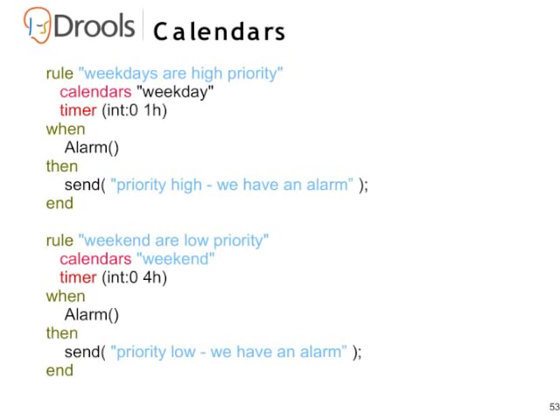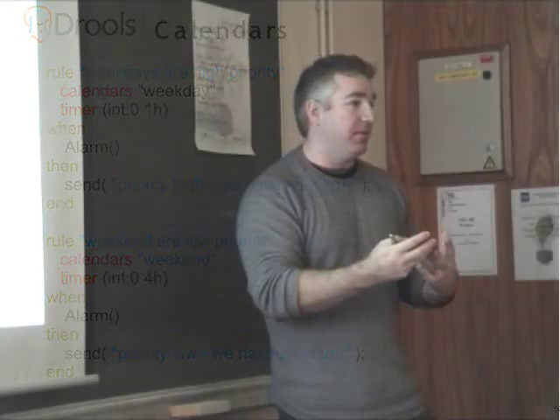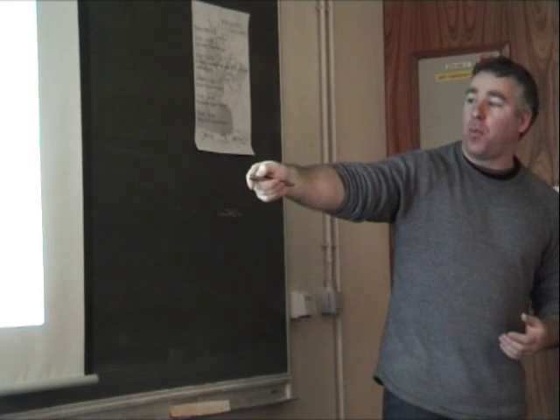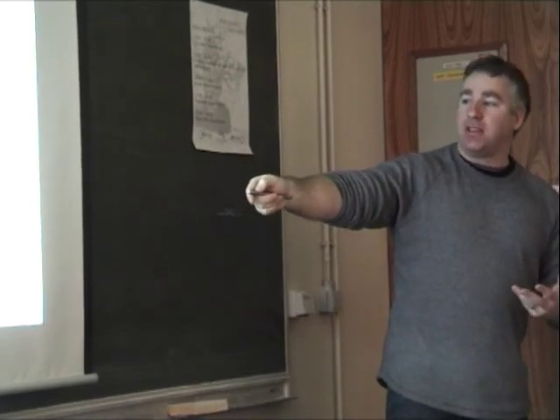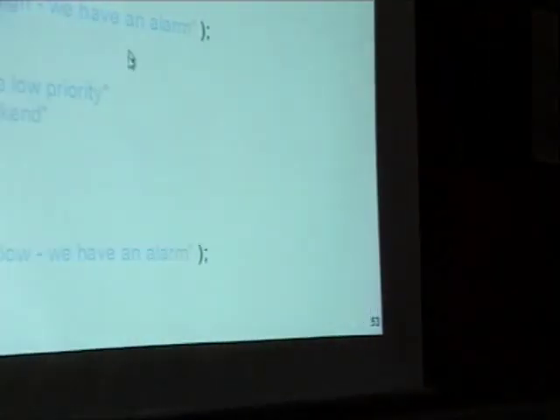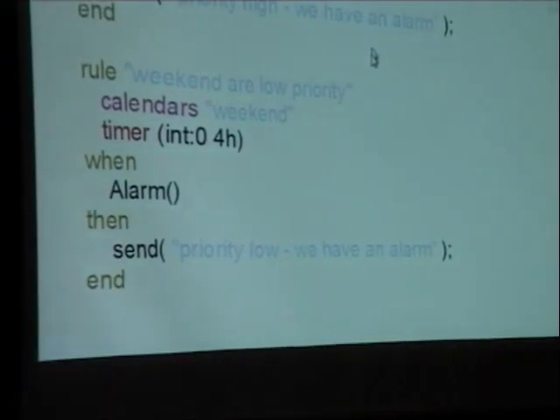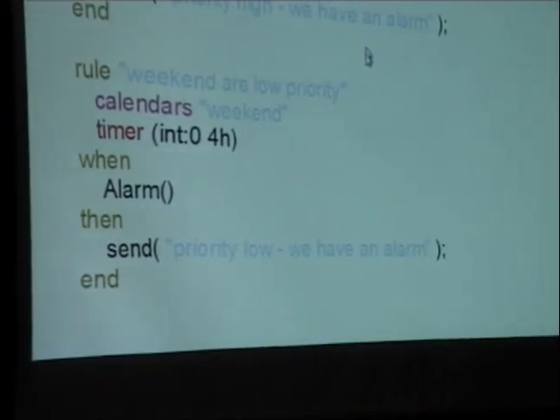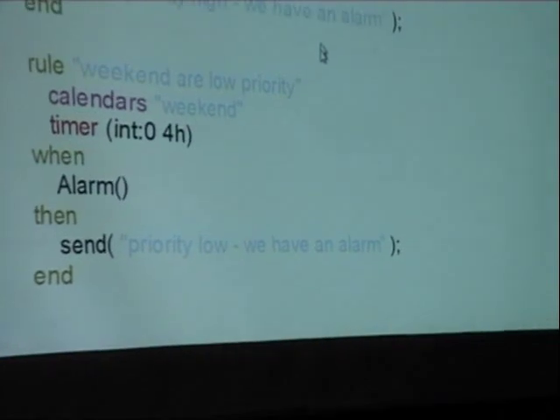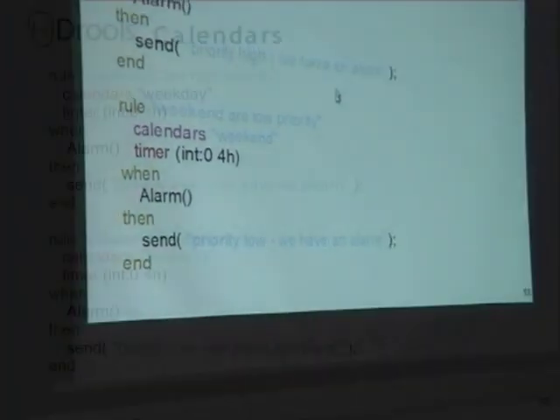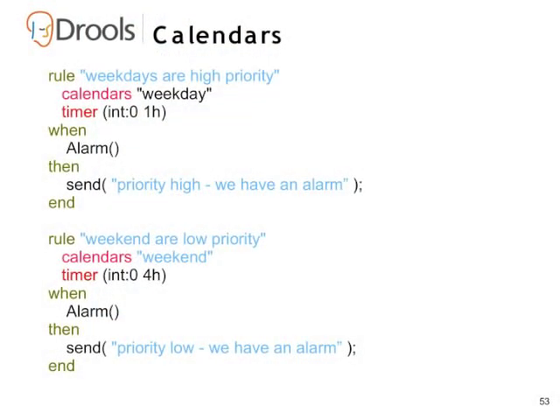Then I can have an opposite rule that's mutually exclusive. It's mutually exclusive because the calendar is now weekends. We can have a different priority there. So now the interval base is 4 hours. So you have two rules that are mutually exclusive based upon the calendar definitions, where you can use the standard Quartz ones, or you can define your own. So now you have timers, both interval and cron based, and calendaring, all within your rule engine.